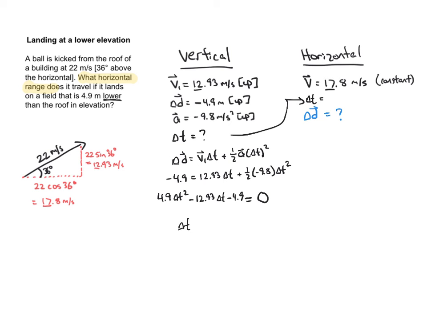You know what? I'm just going to search up a quadratic calculator on the internet here. Actually, I'll use Wolfram Alpha. wolframalpha.com. That's WOLFRAM ALPHA dot com. And with that, I can just type in 4.9 t squared minus 12.93t minus 4.9 equals 0.